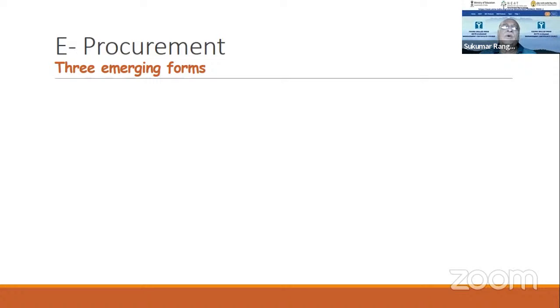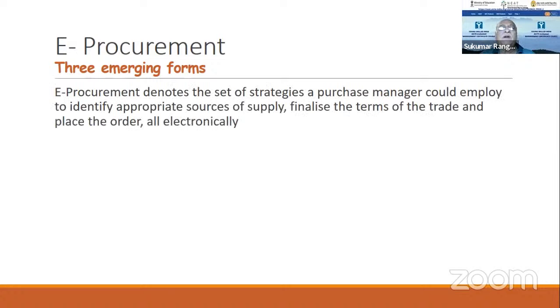The more contact you have when you deal with government, the more the C word happens, right? So to do away with that, it is better that there is e-procurement. Even most private companies, large corporations, resort to e-procurement because you can do away with a lot of costs. So e-procurement denotes the set of strategies a purchase manager could employ to identify appropriate sources of supply, finalize the terms of trade, and place the order, all done electronically.